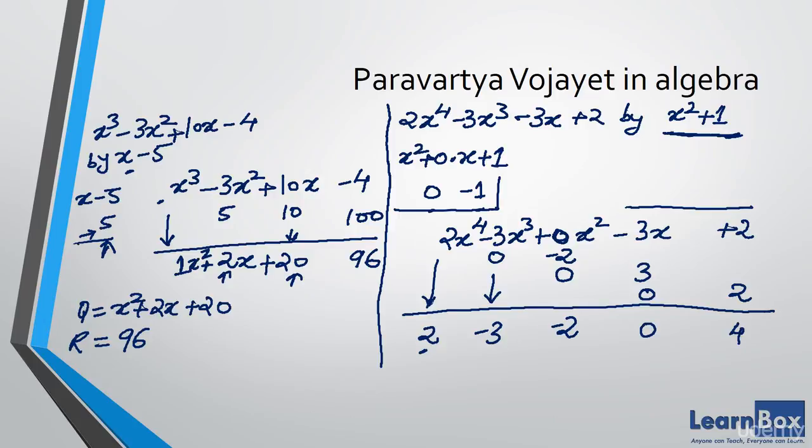So since an expression with x to the power 4 is divided by an expression with x square, the answer, that is the quotient, will be in x square. So this is x square, this will be x, this will be constant, and again here this will be x and this will be constant. So the quotient becomes 2x square minus 3x minus 2, and the remainder becomes 4, since all the other coefficients are 0.